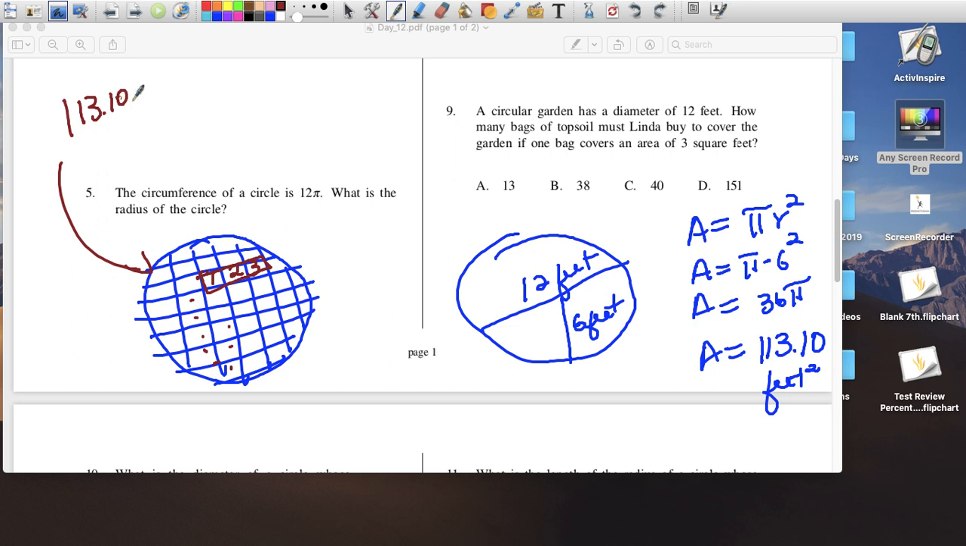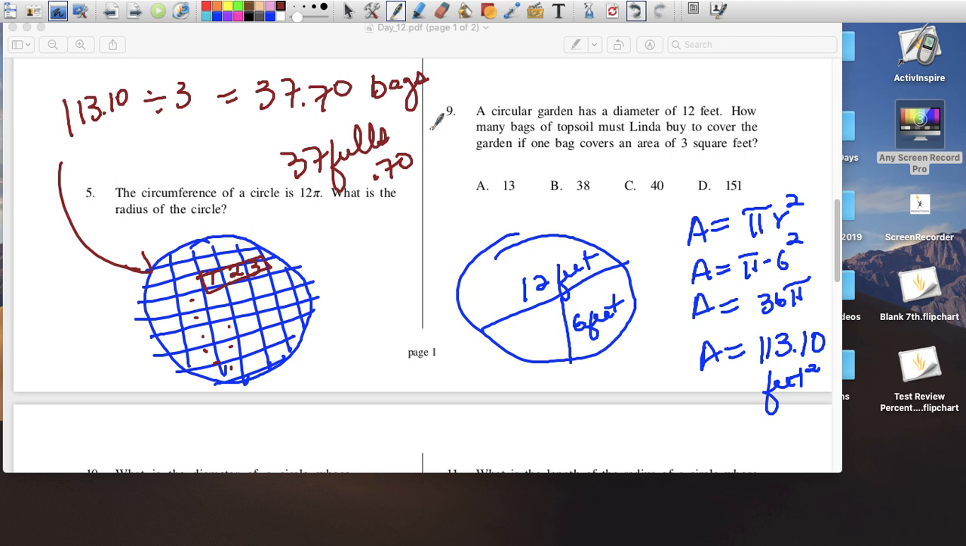So I have 113.10 divided by 3. And that's going to give me approximately 37.69 in the calculator, or rounded, 37.70 bags. I would need 37.70 bags. So 37 full bags, and then 0.70 of the next bag. I can't really buy that. Nobody sells me that, so I would need to buy 38 bags. And this is my answer.